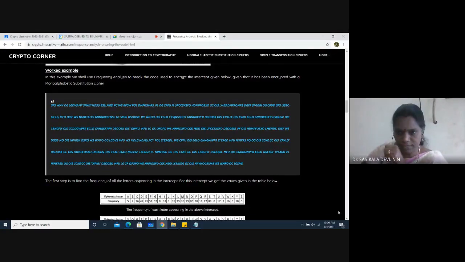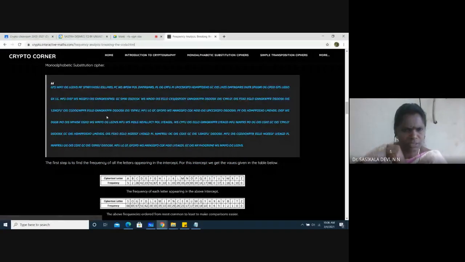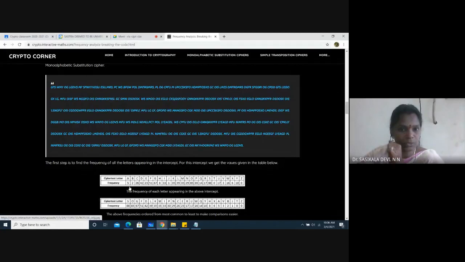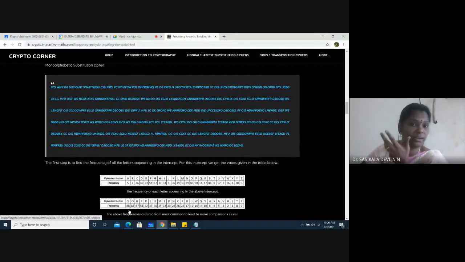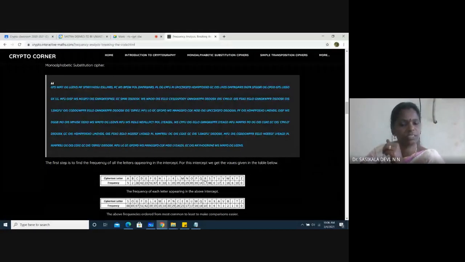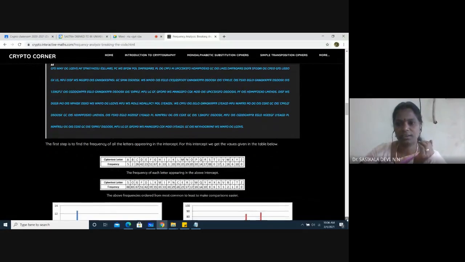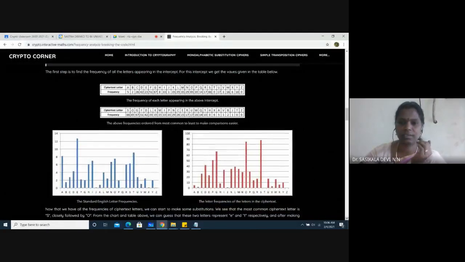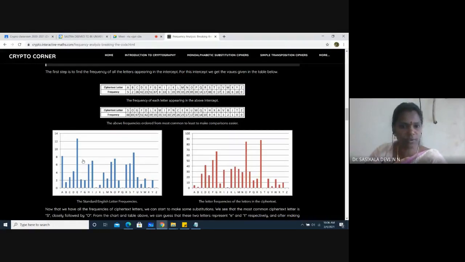That is calculated here. Let's see: A appears only 5 times in this particular cipher text paragraph. B appears only 2 times, C appears 26 times, S appears 88 times, and O appears 85 times. Just find out the occurrence of each and every character, then draw the frequency diagram for the encrypted characters. This is the English standard frequency diagram, and this is our encrypted data frequency diagram.